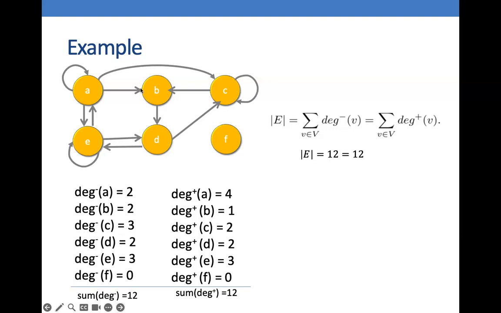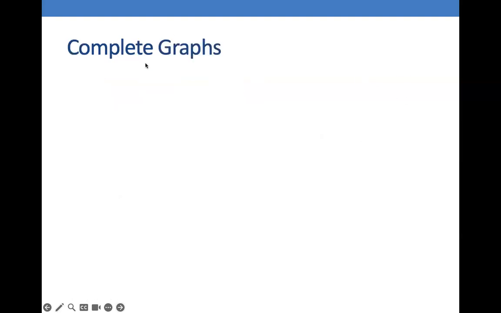Now, if we count the number of edges, so let's count 1, 2, 3, 4, 5, 6, 7, 8, 9, 10, 11, and then 12. Right? So we can see that there are also 12 edges. So we have proven that the total number of edges is equal to the total in degree and the total out degree. Okay? So in the next video, we are going to discuss the complete graphs.